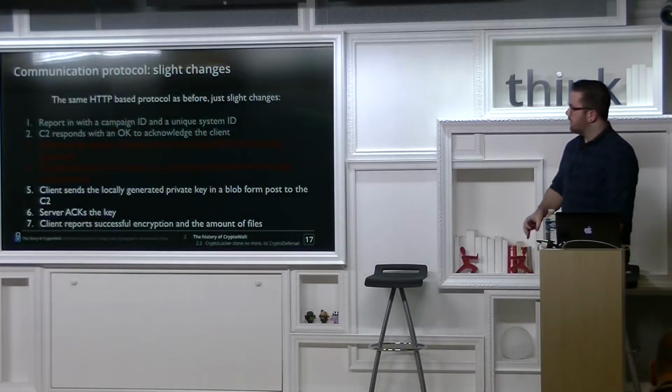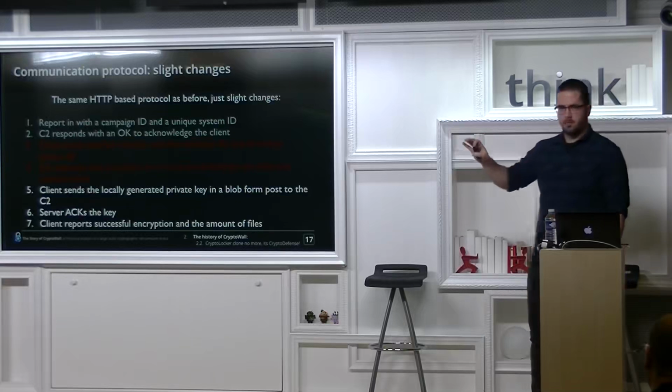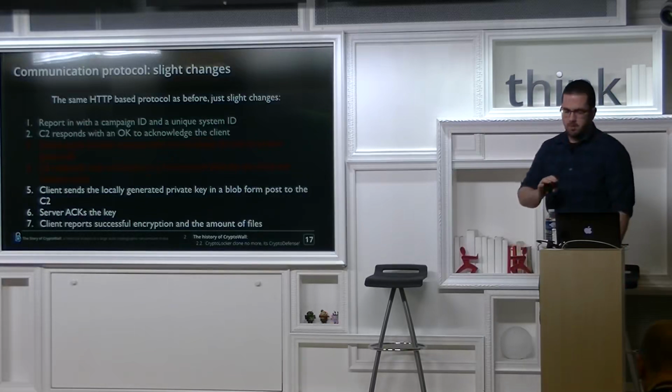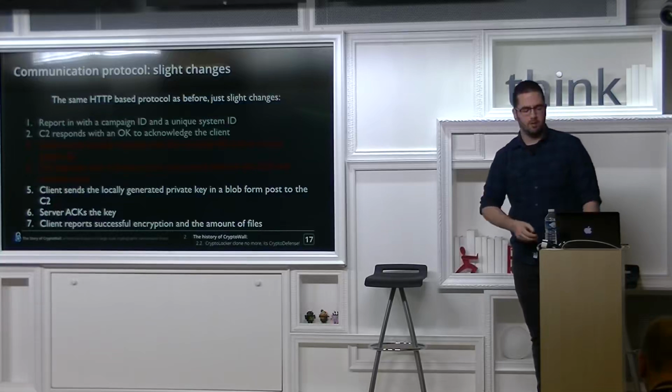So, slight change. The red stuff went away, which was the GUI blob being retrieved. The first part is still the same. It needs to check in with a unique system ID. But what changed is it now sends away the private key. So the CNC server would now have the private key instead of it still being on the system.